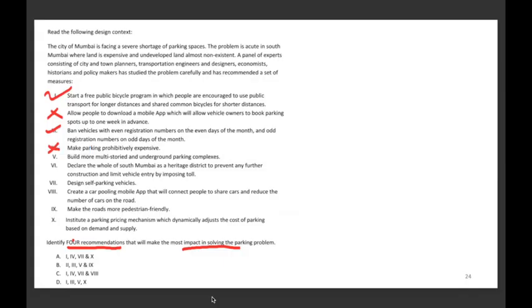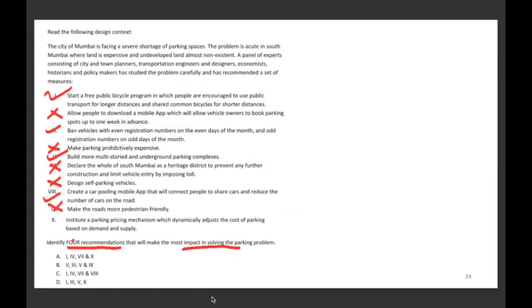Build more multi-storied and underground parking complexes. This works because we are increasing the space. Declare the whole of South Mumbai as a heritage zone and prevent any further construction and limit vehicle entry by imposing toll. Partially, but does not solve the problem. Design self-parking vehicles also does not solve the problem. Create a carpooling system that connects people to share cars and reduce the number of vehicles on the roads. This works, not a problem. And make the roads more pedestrian friendly. Does not work.